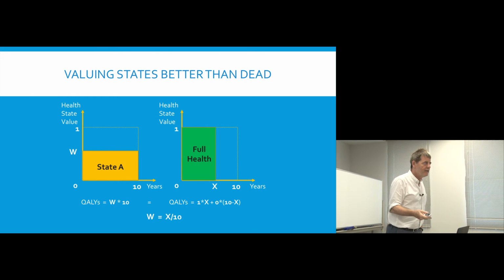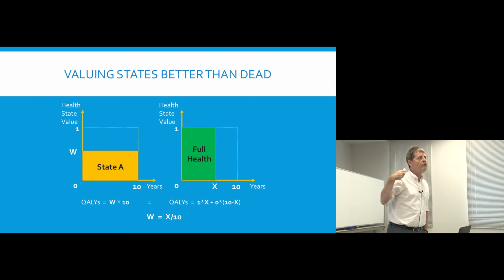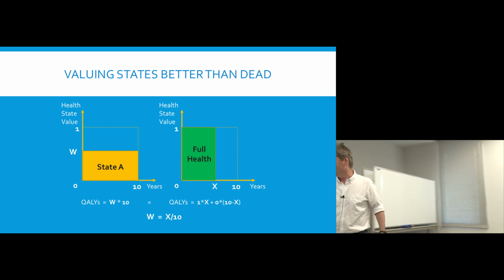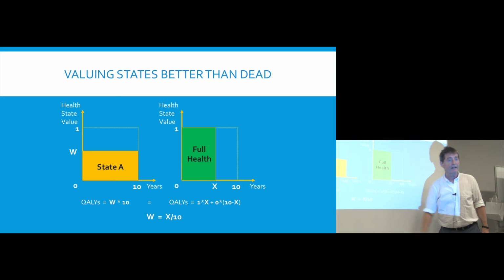The intuition is this: if you regard the health state as very bad, you'll be willing to give up more years of life. If you think the health state is not so bad, you might only be willing to give up a few months. And so that's going to affect the X, and it's going to therefore affect the score W.